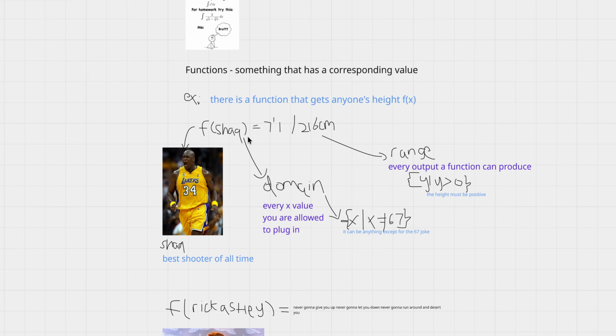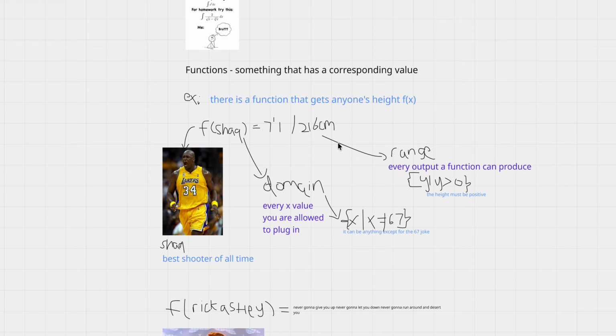In a function, we actually have something called a domain and a range. The domain is the x value. It's every x value you're allowed to plug in. In this situation, we can say x such that x is not equal to 6'7". It can be anything except for the 6'7" joke.